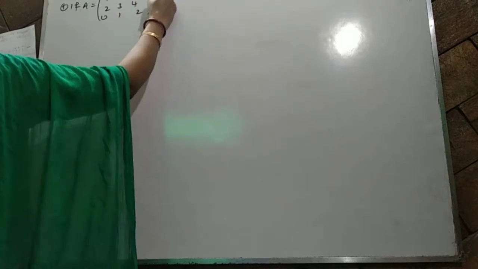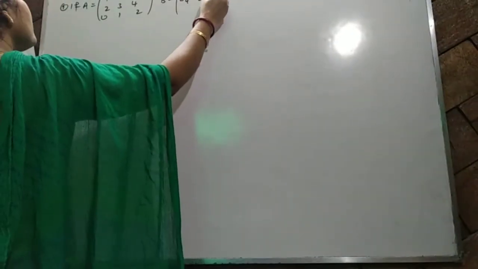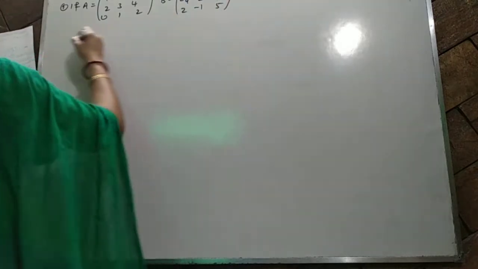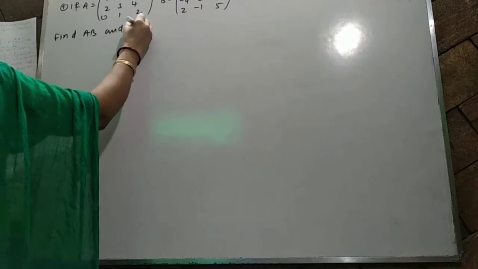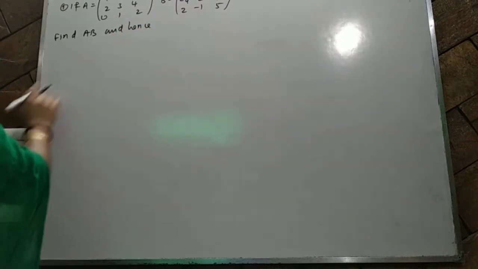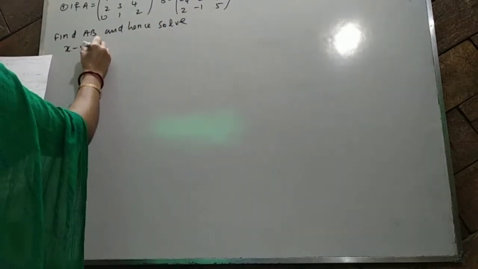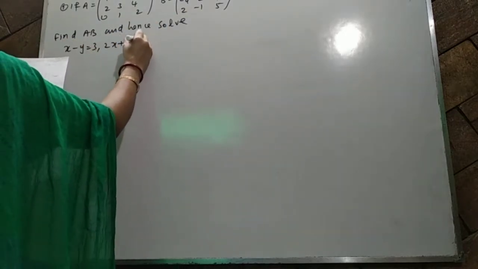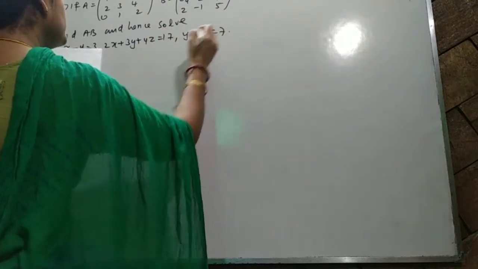Now start writing, everybody. Question number 1. If A equals 1, minus 1, 0, 2, 3, 4 and 0, 1, 2, and the B matrix is equal to 2, 2, minus 4, and then minus 4, 2, minus 4, 2, minus 1, 5. Now find AB and hence solve. Otherwise let me write. They have given 3 equations: x minus y equal to 3, then 2x plus... If you have done it, you have to do it once again. Don't look first; revise the entire topic, then start the assignment.